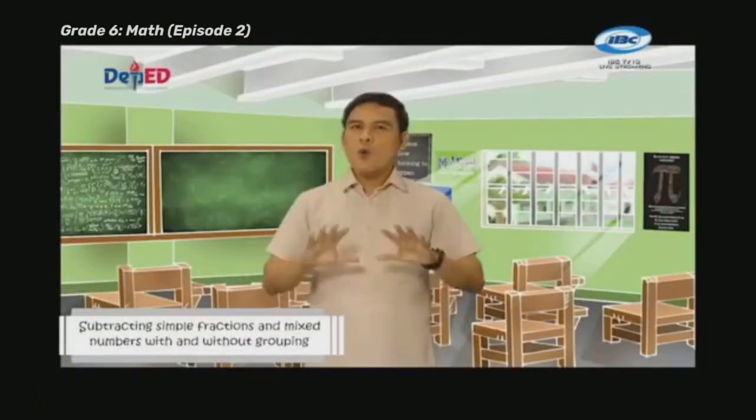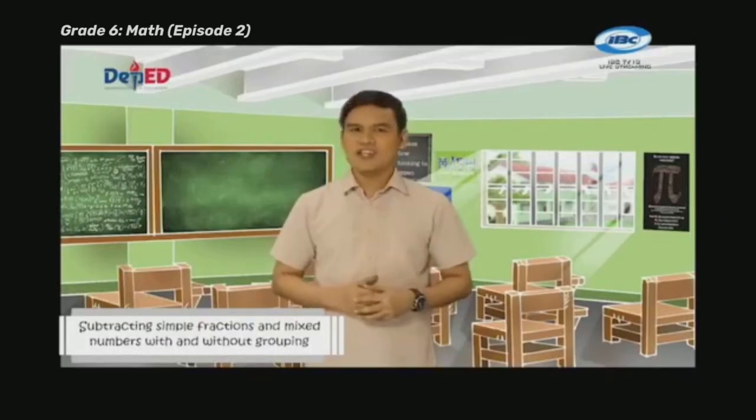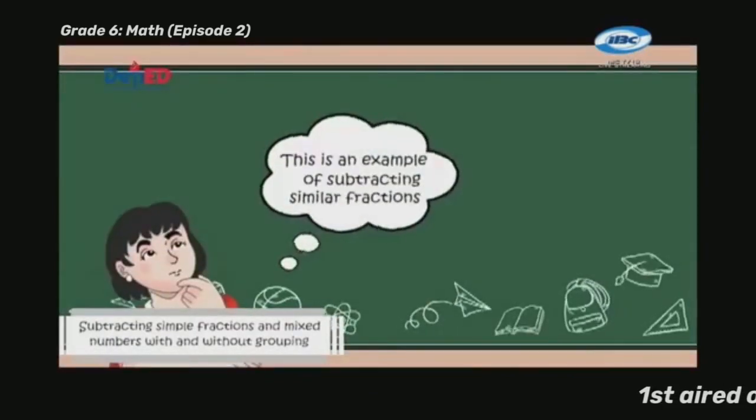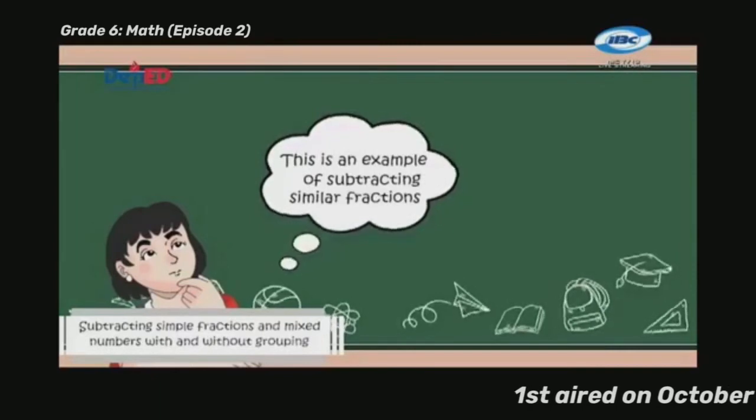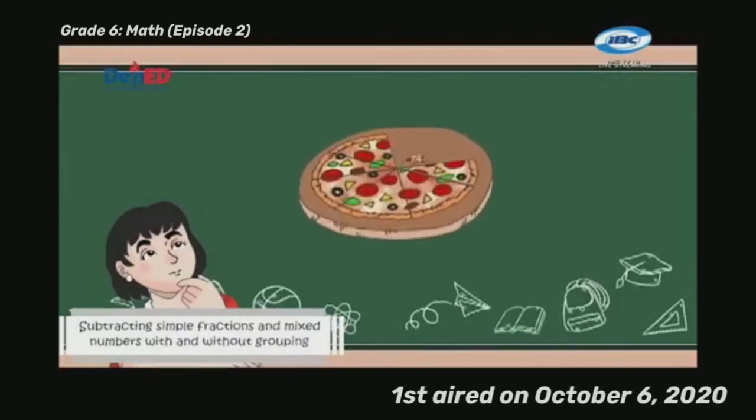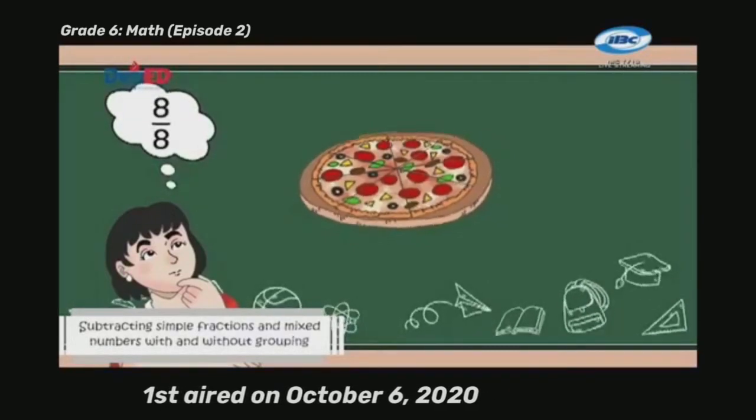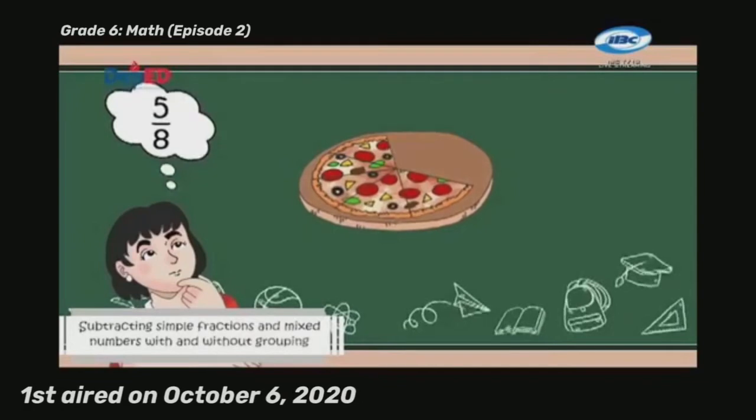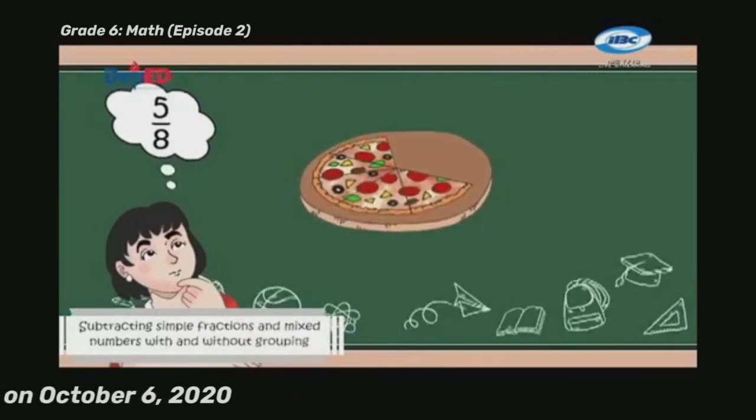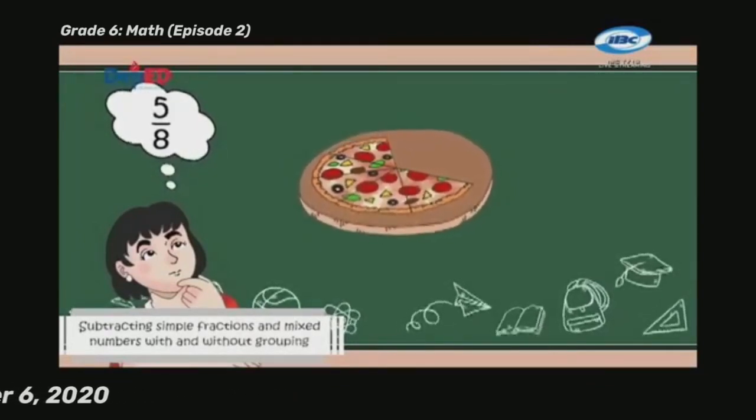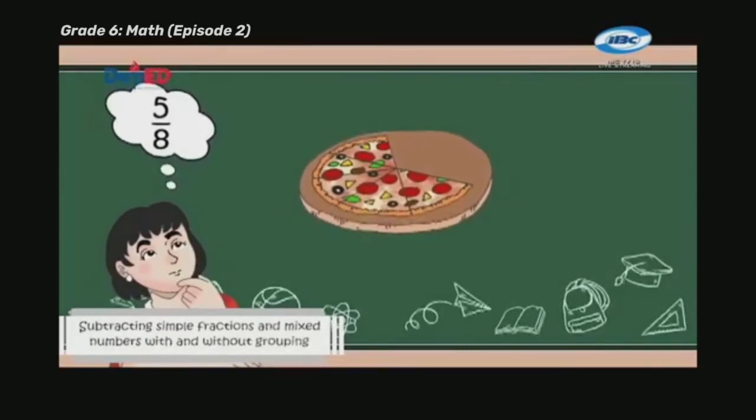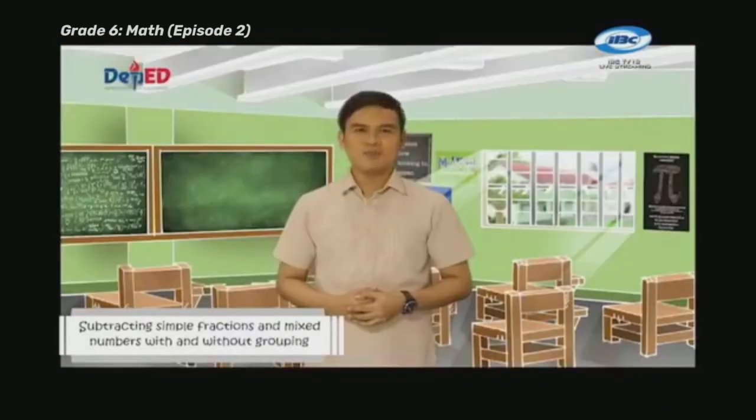Suppose you have one whole pizza and you divide it into 8 slices. You ate 3 slices. What part of the pizza was left? This is an example of subtracting similar fractions. One whole divided into 8 equal parts is equivalent to 8 eighths. Minus or take away 3 eighths equals 5 eighths. In subtracting similar fractions, subtract only the numerators and copy the common denominator. Reduce to lowest term if possible.